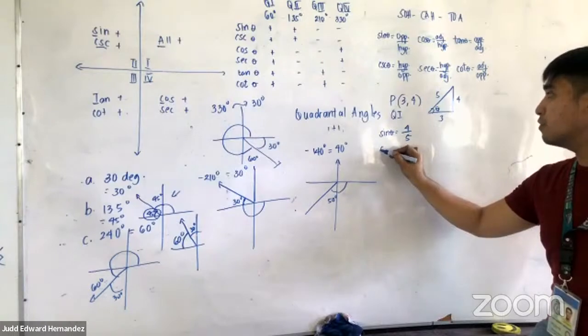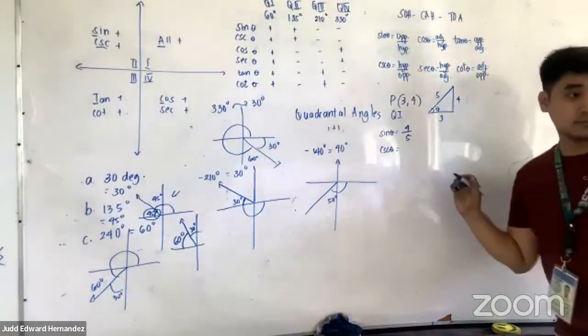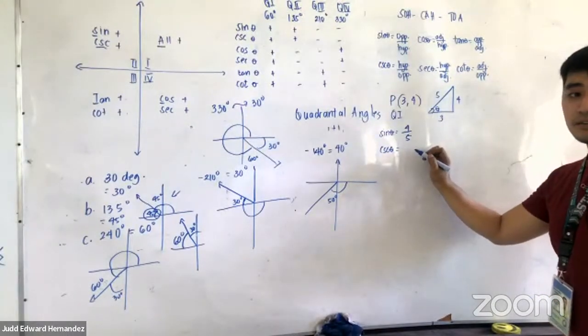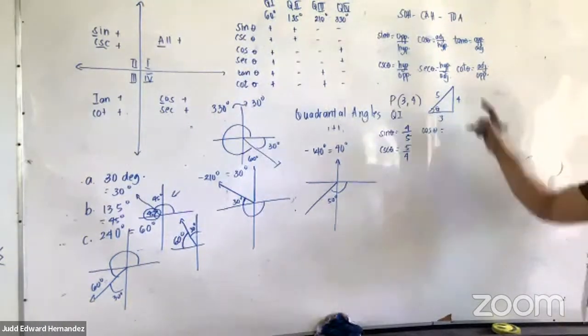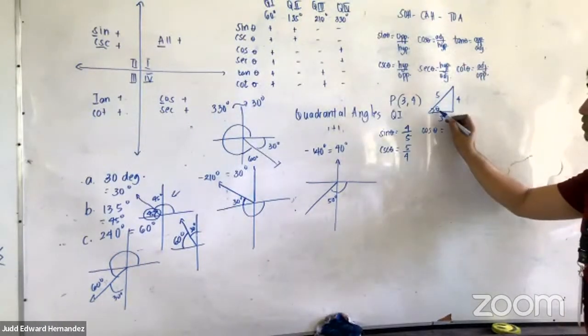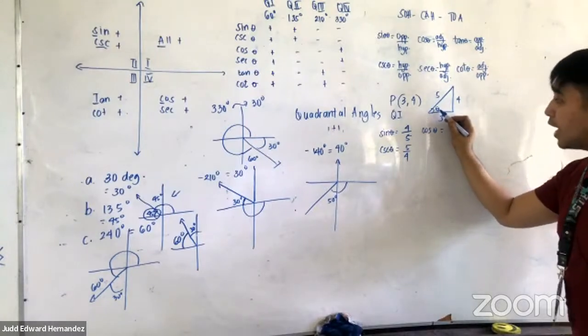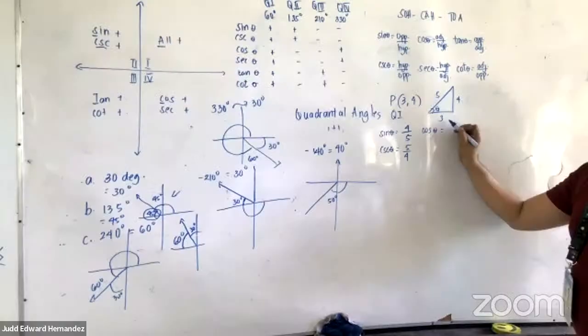We also have cosecant theta. Do we still need to solve for it? No. Therefore, cosecant theta is 5 over 4. We also have cosine theta, which is adjacent over hypotenuse. What is the adjacent side of theta? When we say adjacent, it means beside. What is the side beside theta? That is 3. Therefore, cosine theta is 3 over 5.